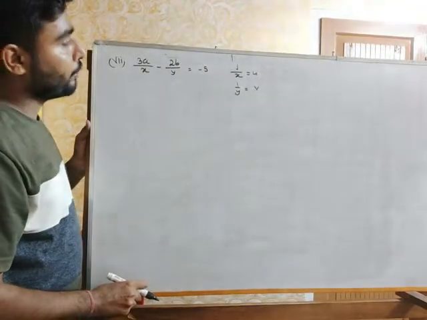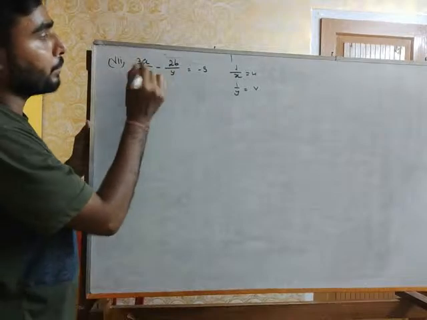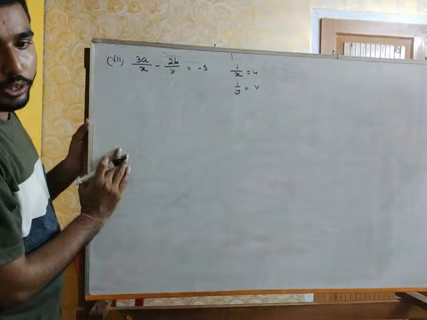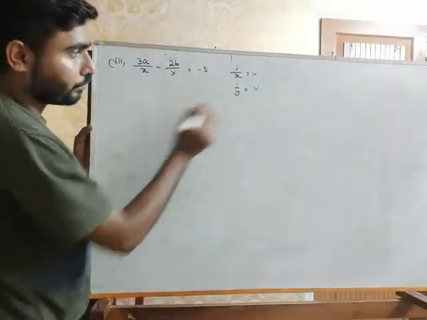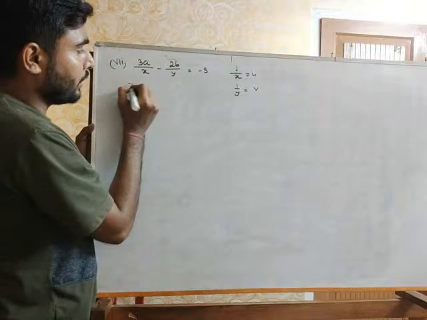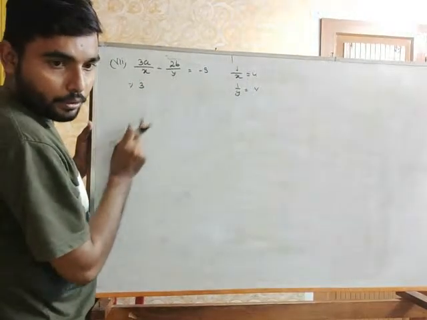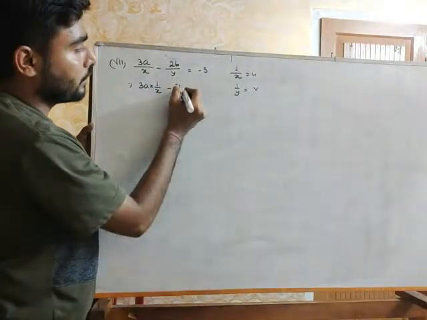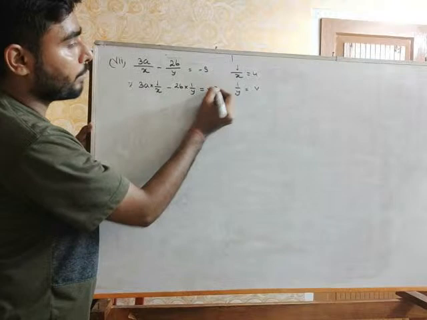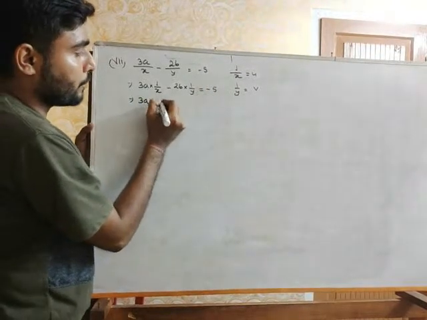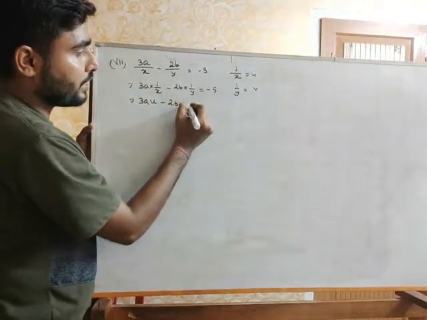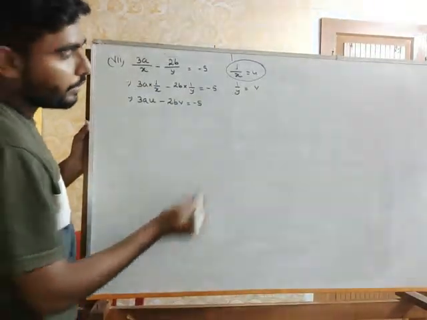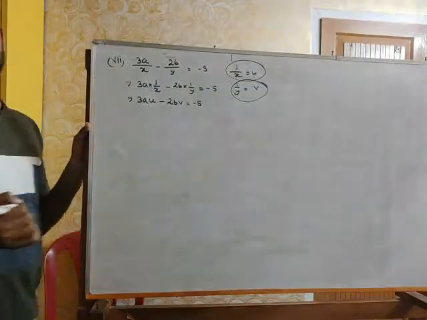Okay, and you will get the answer in terms of a and b, because a and b are used in the coefficients. Did you get my point? We cannot take 1 by x of a, because a is already there. So thrice a into 1 by x minus twice b into 1 by y is equal to minus 5. So thrice au minus twice bv is equal to minus 5, because we have taken 1 by x as u and 1 by y as v.